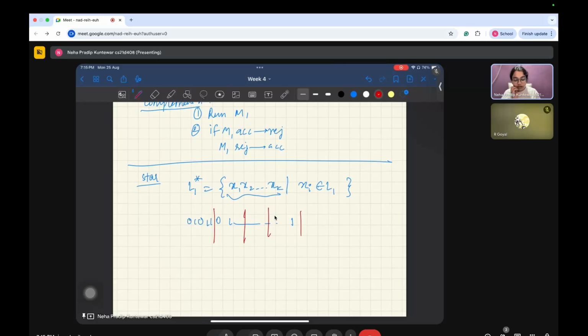partition. So if I interpret it like this is x1 x2 and so on up to xk, then I can run my machine on each of them and check if all of them are in L1. If all of x1, x2, and so on up to xk are in the language L1, then we will accept. But the only confusion is how do we find out what is the correct partition?